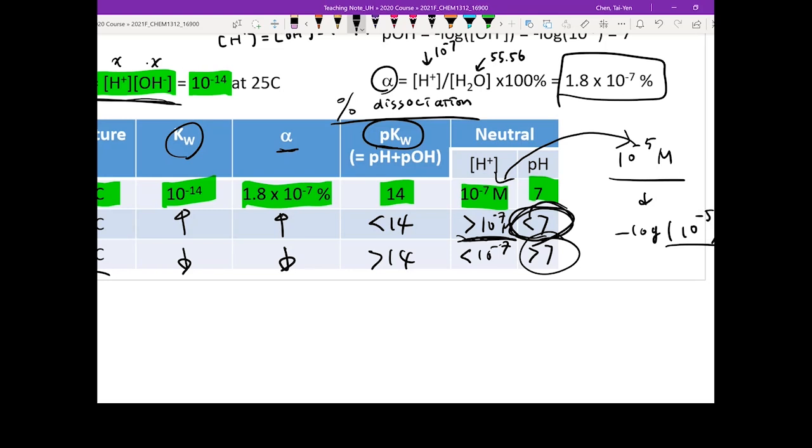I hope this gives you a good exercise about how you can calculate the proton concentration in an aqueous solution. And you should also realize that a pH smaller than 7 does not necessarily mean the solution is acidic.